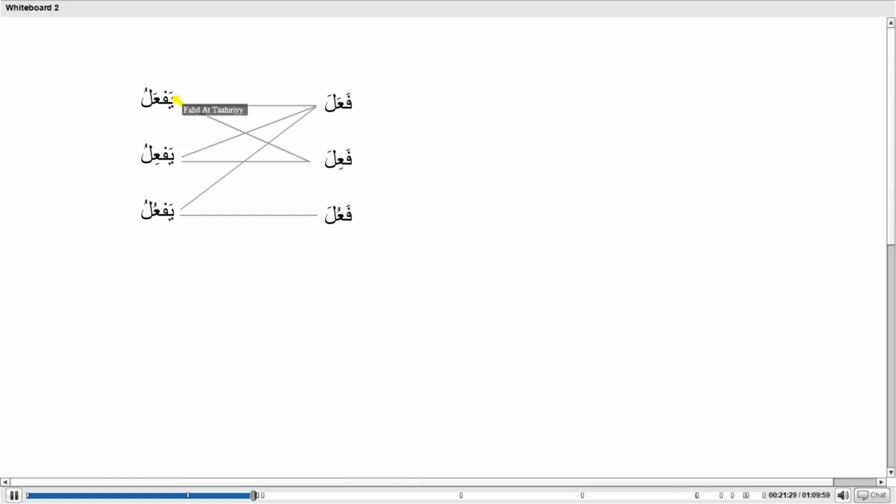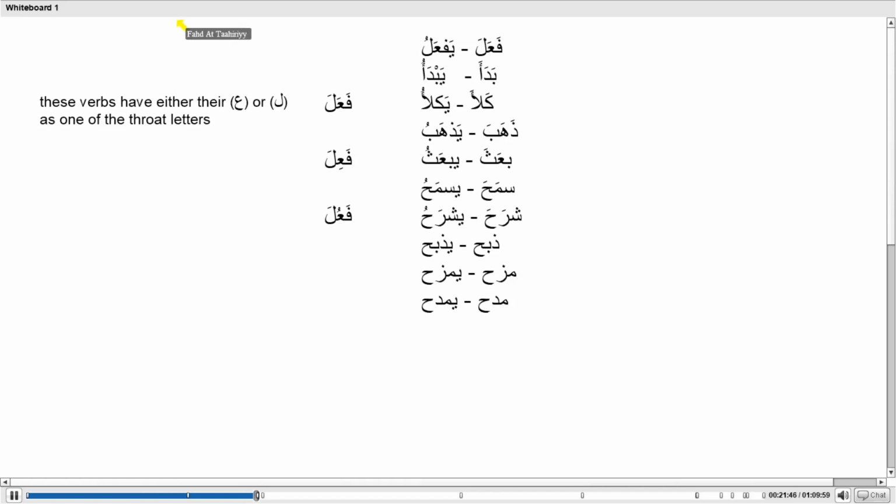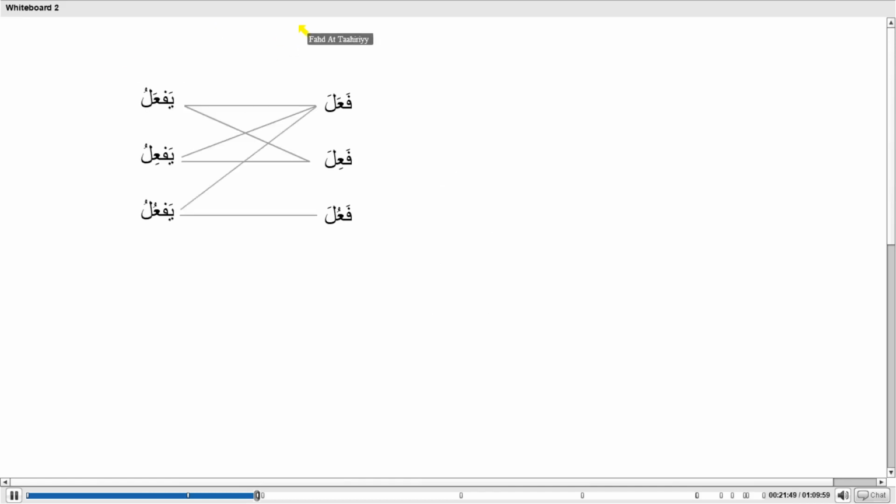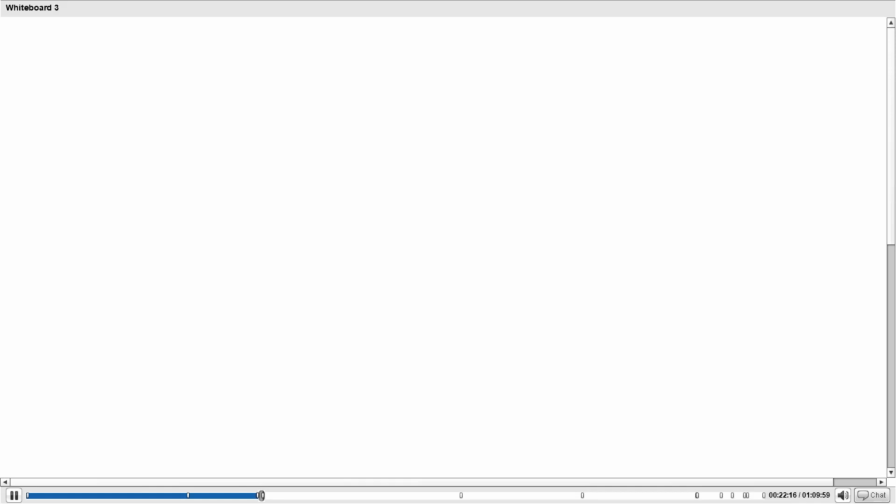Why? Because we told you the haraka of the ain in the madi is supposed to be different than the haraka of the ain in the mudari'. So fa'ila should go with yaf'alu. And if it went with yaf'ilu, then it is an exception. You got this right? This is clear? Okay.